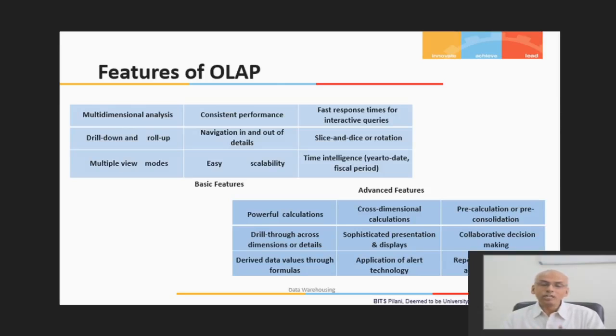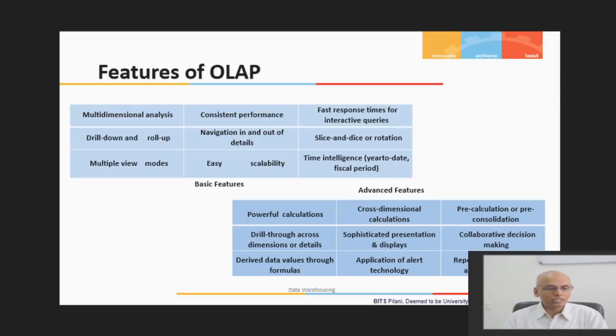And so you need to have provision for powerful calculations and many statistical functions, and it should enable cross-dimensional calculations. What it means is that, for example, a particular product doesn't sell so well in a particular geography but does so well in others. So they would like such combinatorial information. It should facilitate pre-calculation, otherwise you will not be able to get uniform response, and should facilitate drill through to reach the details. It should provide sophisticated presentation and facilitate collaborative decision making.